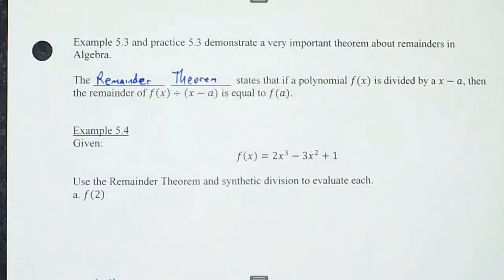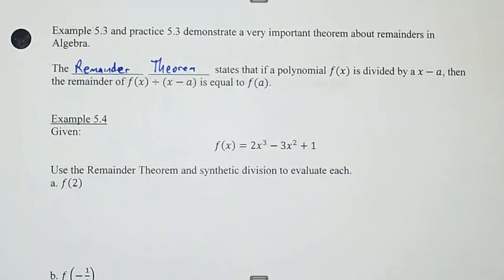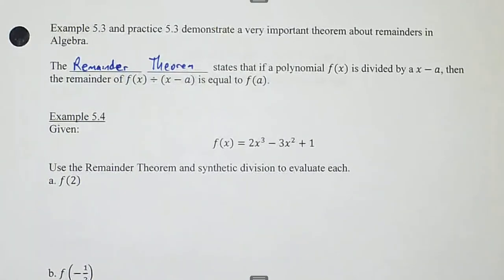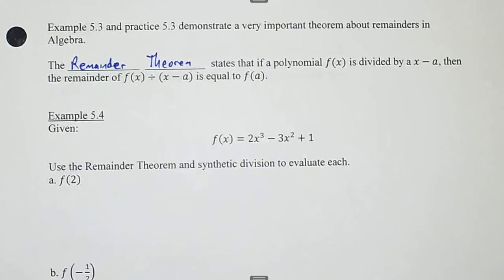states that if a polynomial f of x is divided by x minus a, then the remainder is equal to f of a. So that's a pretty cool theorem. It's saying, hey, you learned how to do synthetic division. You learned how to do long division. Fantastic. You didn't know it, but every time you got the remainder, you were actually also evaluating the polynomial. And quite often, synthetic division is easier than actually using direct substitution of the number.